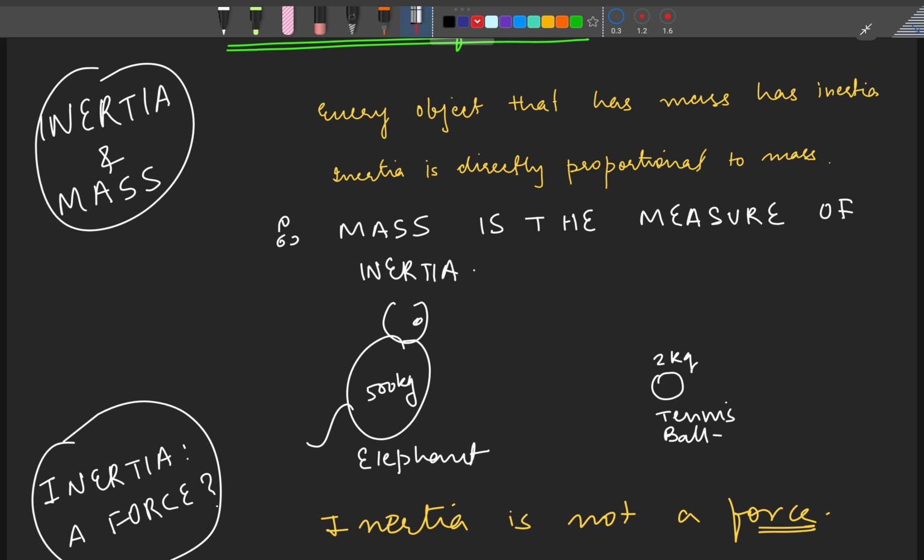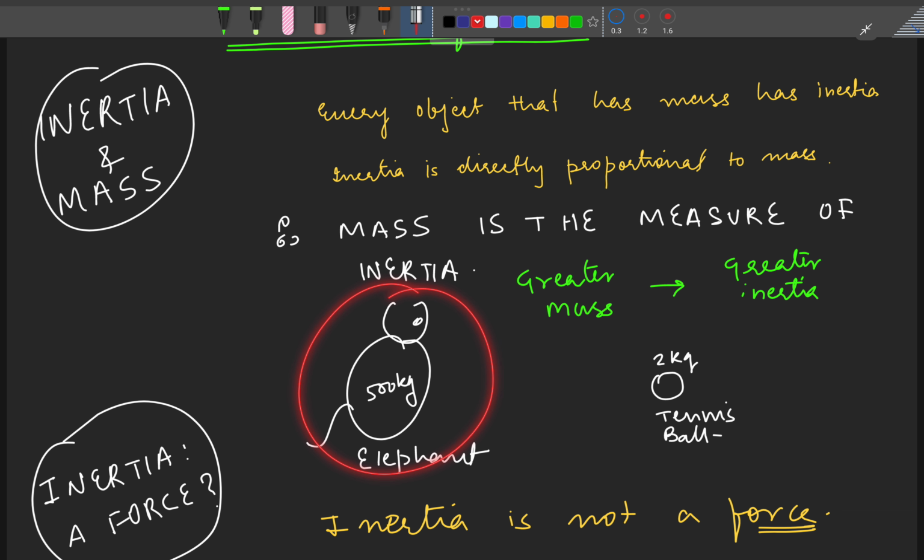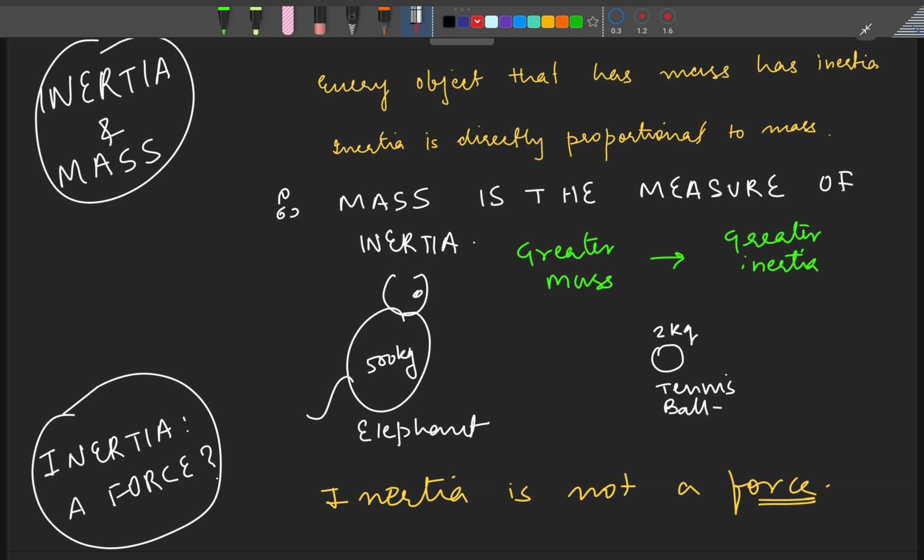So that means that the elephant which had higher mass offered higher resistance to change in its motion. Can I say greater mass meant greater inertia, right? The elephant offered greater inertia to change its state, and the tennis ball offered lesser inertia, right? You could move it easily. Correct? So that's what it is, mass is directly proportional to inertia.